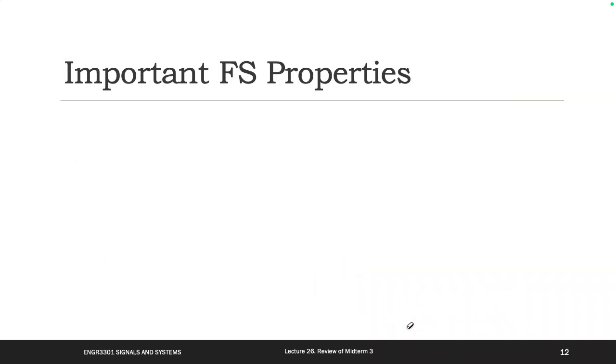Yeah, this is an example. Let's do a quick review of the important FS properties. There is a signal x(t) and the FS coefficient is a_k. And then for x(-t), the FS coefficient will be a_{-k}. That makes sense to you?